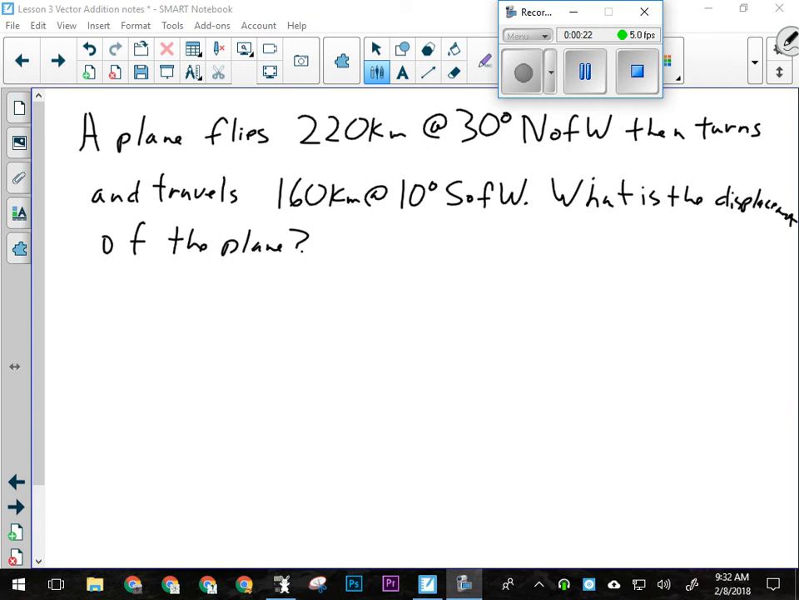So first step here is to obviously draw out the vectors. My first vector is 220 kilometers at 30 degrees north of west. Right, so I'm going to start my drawing over here because I know I'm going west. Okay, I'm going to draw a compass rose on here just so I make sure that I'm drawing everything the right way. So here's my starting position. I'm going to go 220 kilometers at 30 degrees north of west. That means that angle is measured from due west. So I'm going to draw a reference line that points due west so that I can go 30 degrees north of it and figure out where my line should go.